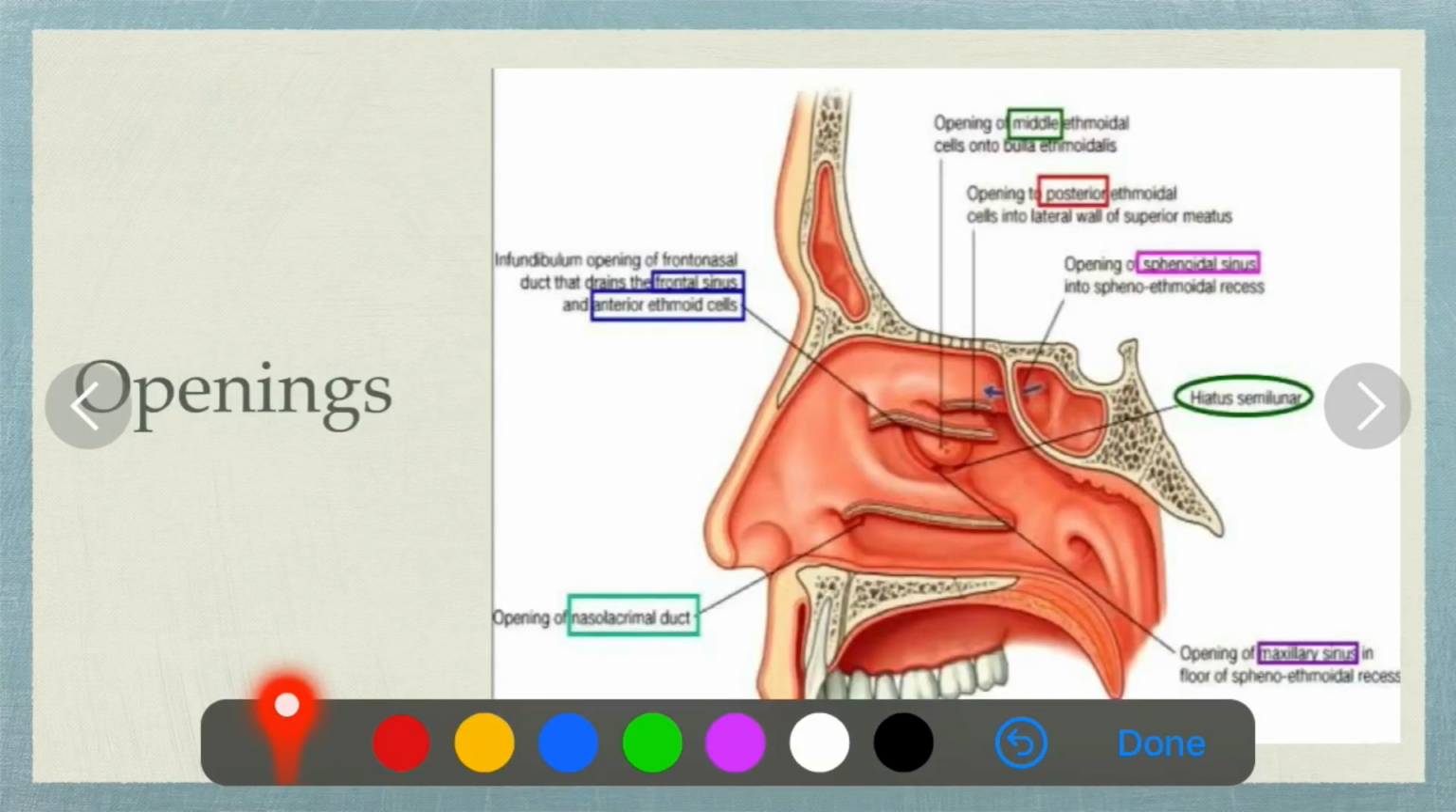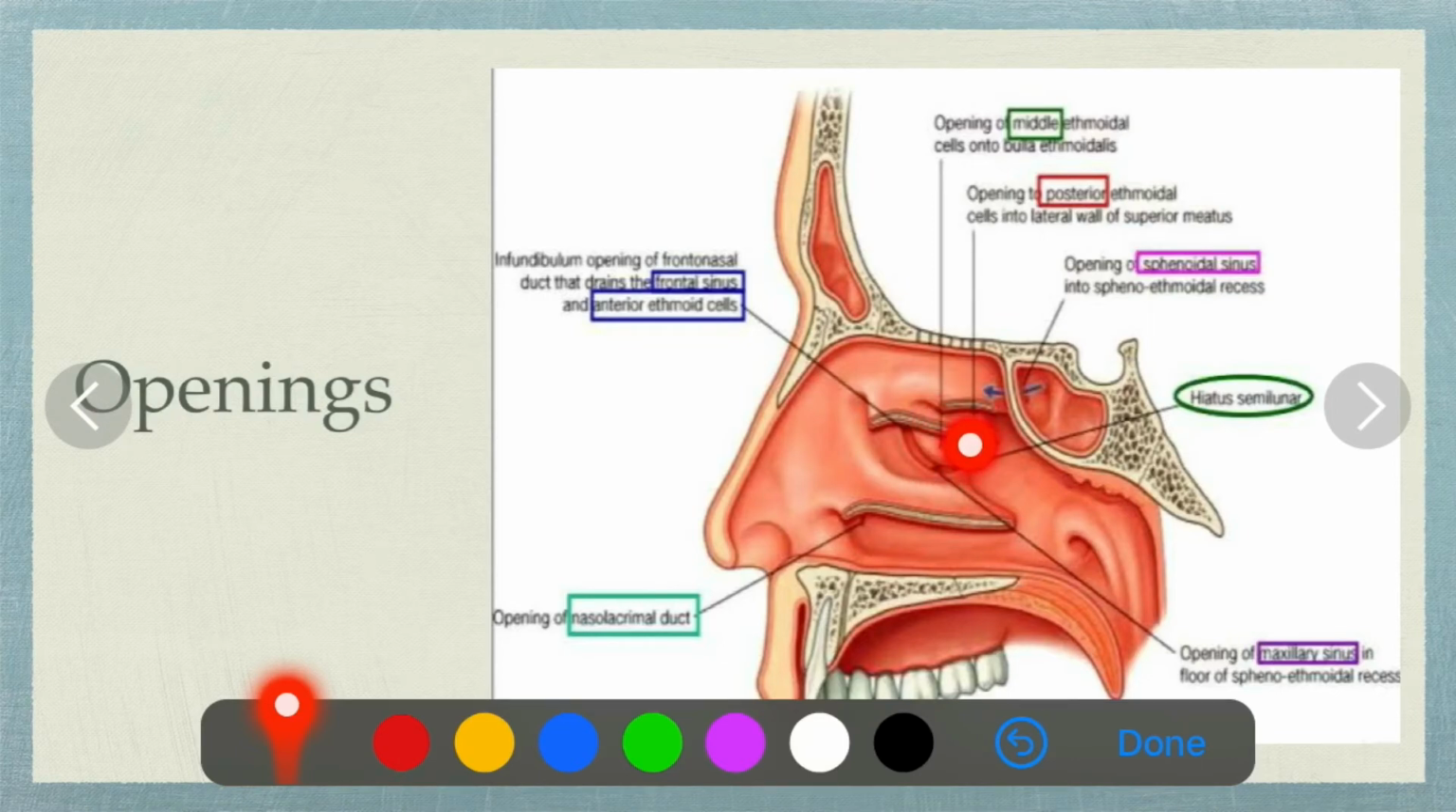Furthermore, the middle meatus contains two features. One is the ethmoidal bulla, which is a round elevation produced by the middle ethmoidal sinus present below it. Second is the hiatus semilunaris, which is a deep semicircular sulcus present below the bulla ethmoidalis.